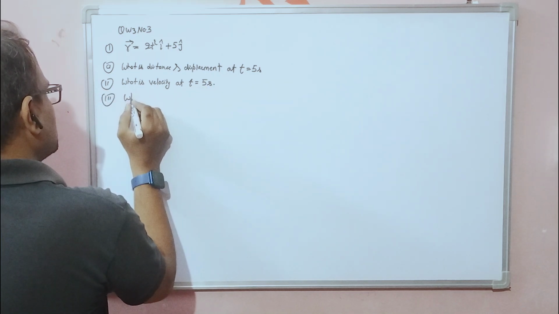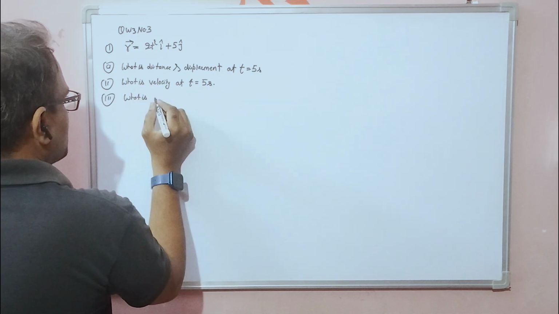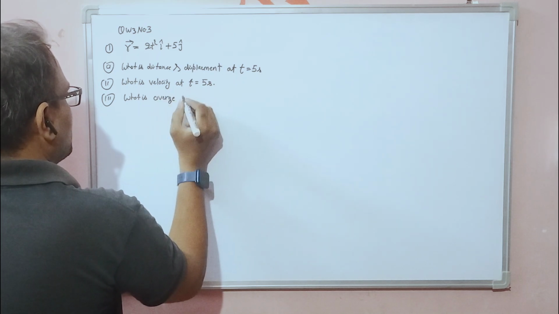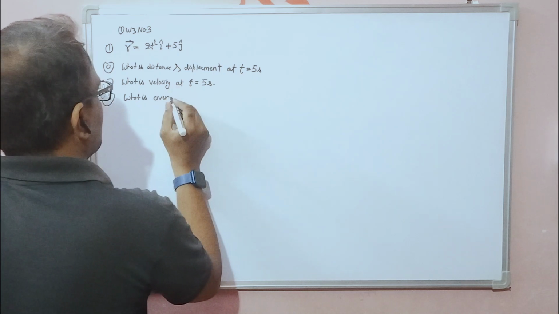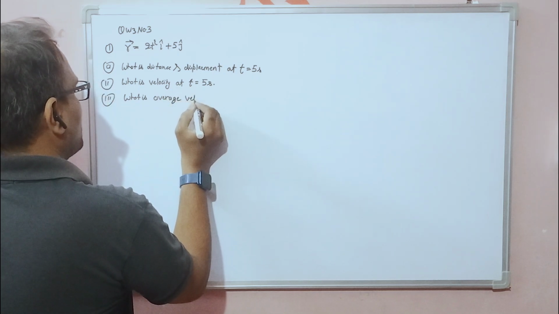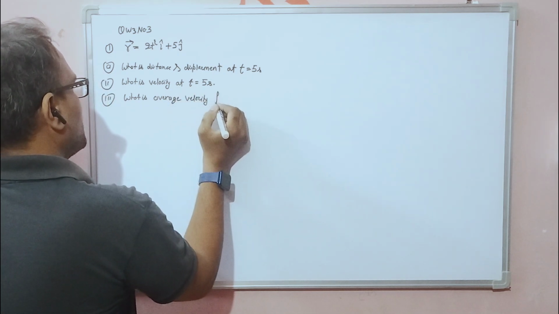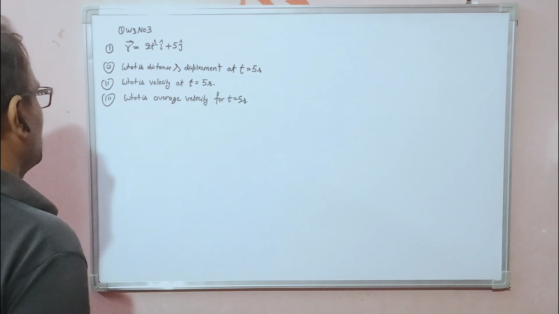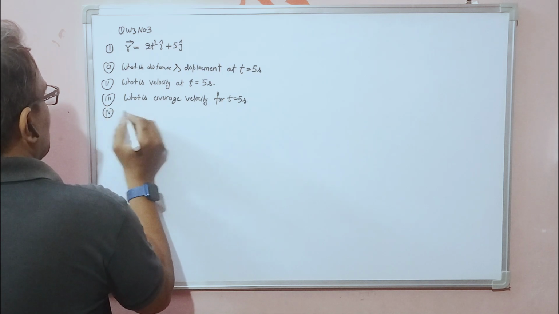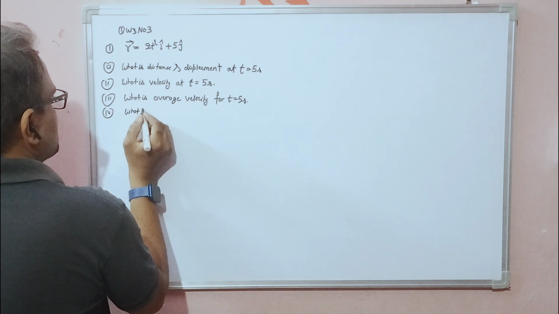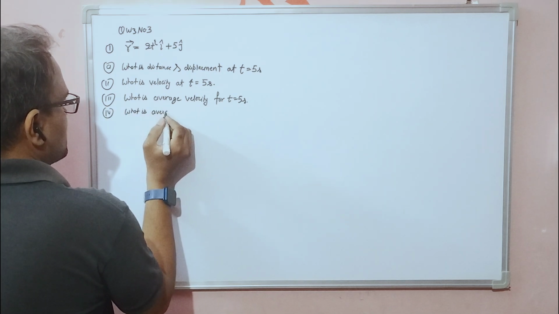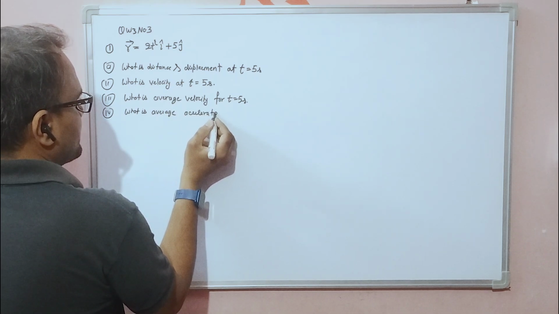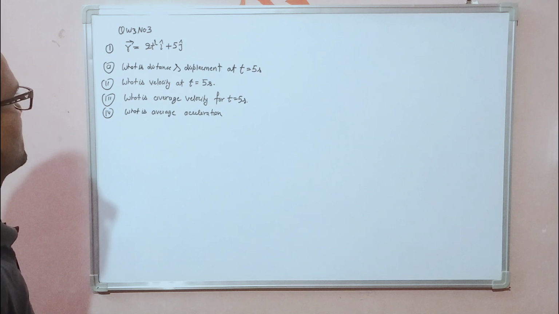Third part is, what is average velocity for t equal to 5 seconds, and the last part is, what is average acceleration. Okay, so this is the question number 1.